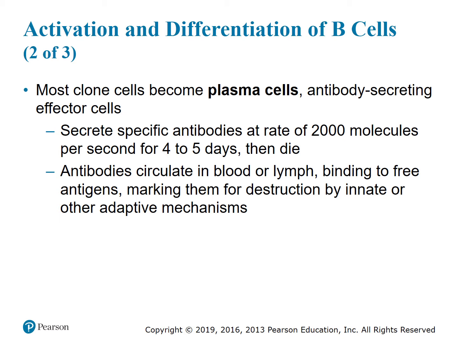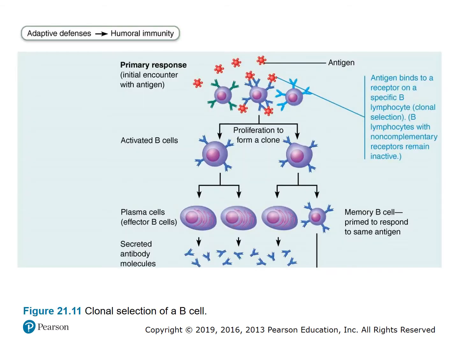These secrete specific antibodies at a rate of 2,000 molecules per second for 4 to 5 days, and then they die. Antibodies circulate in blood or lymph, binding to free antigens, marking them for destruction by the innate or other adaptive mechanisms. Figure 21.11, clonal selection of a B cell.